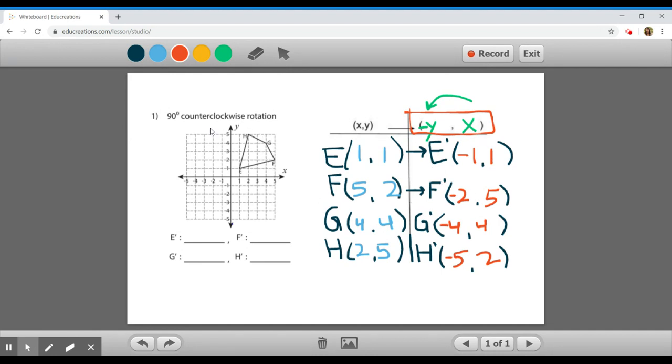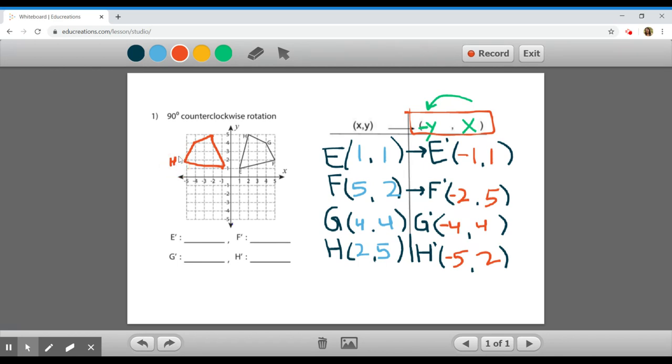If we're doing a 90 degrees counterclockwise rotation, does this work? E prime's at -1, 1, so I'll put a point there. F prime would be at -2, 5. G prime at -4, 4. And H prime at -5, 2. If you're using a worksheet, if you're able to print it out, I hope you use a ruler, make this nice and neat. You can take some time and make sure that you label these as H prime.